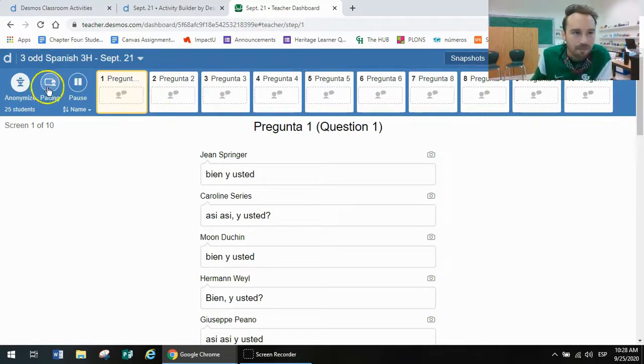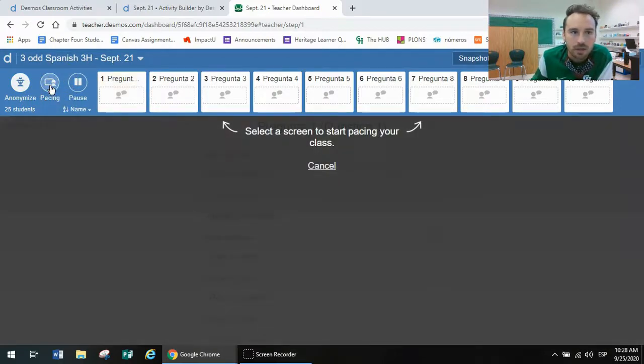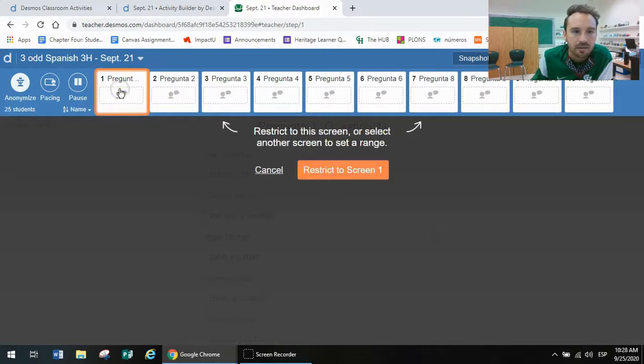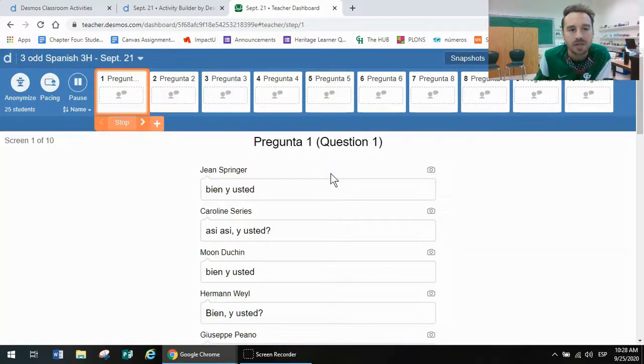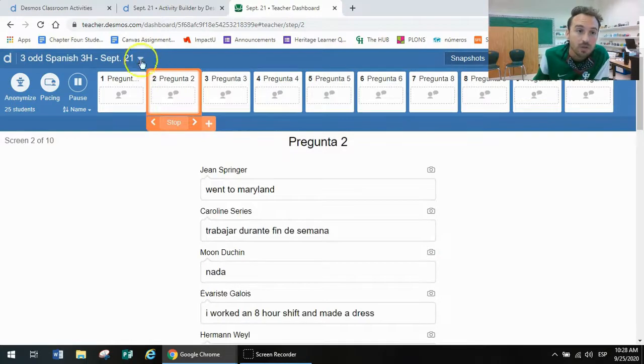Oh, and I forgot. This pacing button is essential. It's amazing. You can turn this pacing option on so that you can restrict students to certain screens, certain questions. So I always enable this, and so students cannot go on to other questions. Also, just as important, if I move the class to question 2, students can no longer access question 1. So there's a built-in time limit.